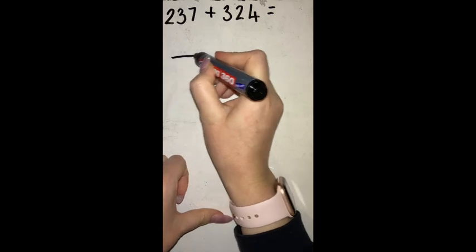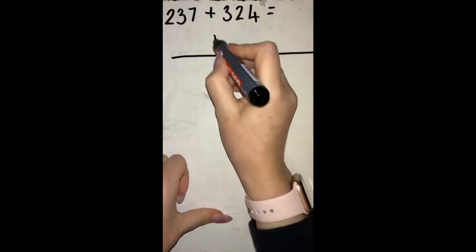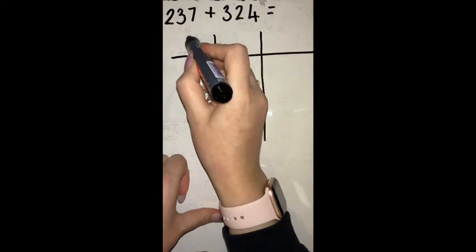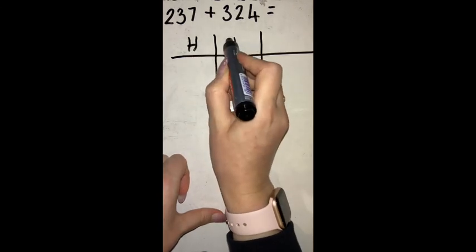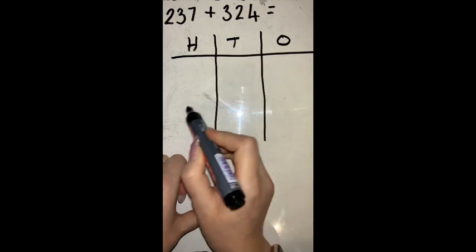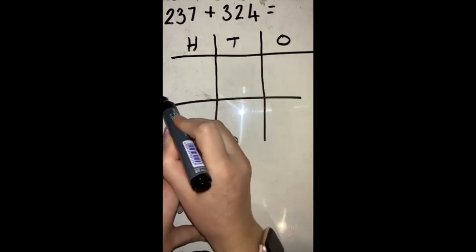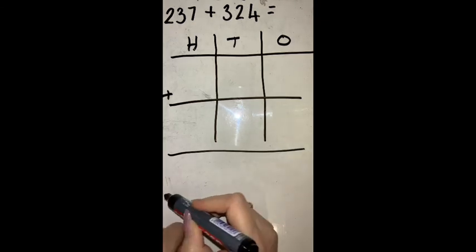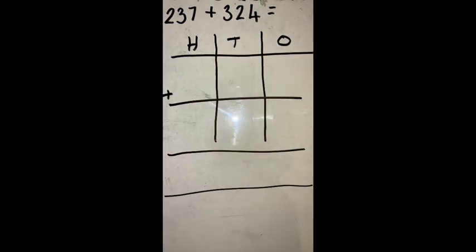Add 324, and you should see that there will be an exchange in here somewhere. So I'm going to start the same as I did before by drawing my place value chart. Hundreds, tens and ones, and I'm adding those together. So down here is my equals symbol.